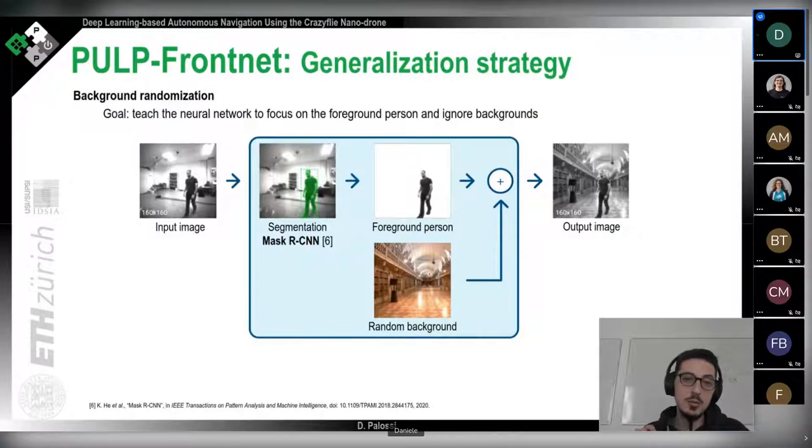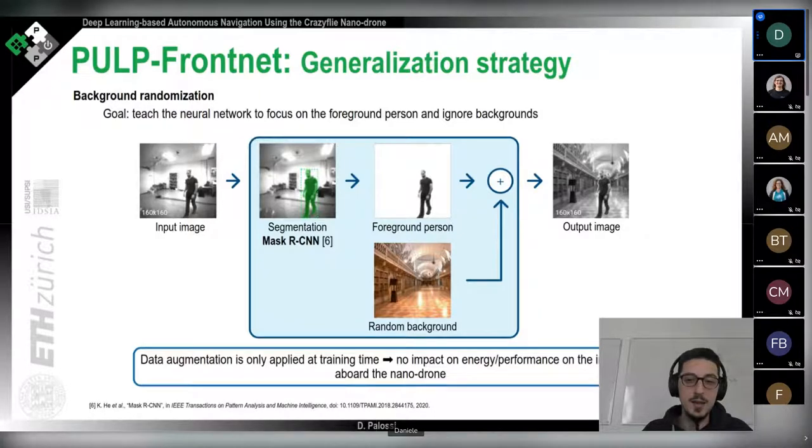In a nutshell, the background randomization is a very simple approach that takes the input image. This is done on the training set before training. We segment the image so to extract the foreground person, and then we replace the background with a bunch of them randomly selected from a different data set. And this is actually quite good to teach the network that the most important part where it should focus is not the background, but it is actually the person, and therefore the pose that it is learning how to predict.